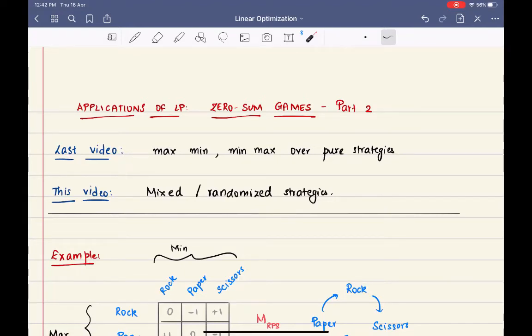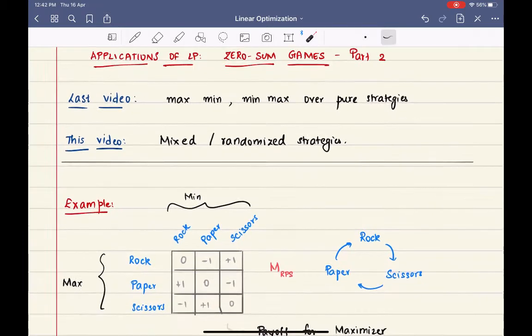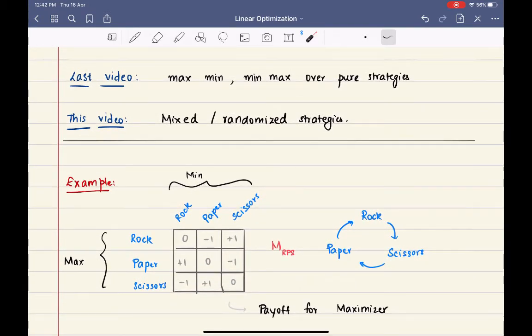Hello. So in the last video we have seen the definition of zero-sum games and the notion of pure strategies and the two quantities max-min and min-max. So in today's video we will see a different kind of strategy where we will randomize over the options of each player. Okay, so let's start with an example of this well-known rock paper scissors game.